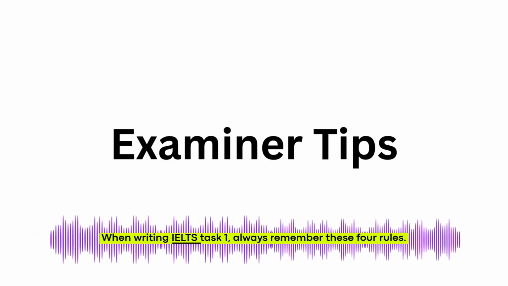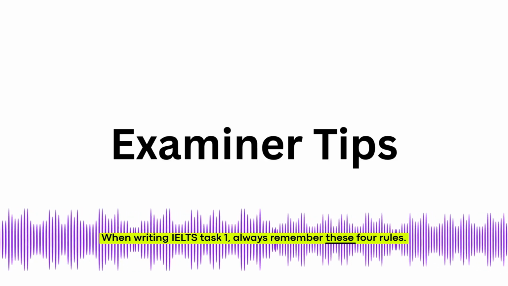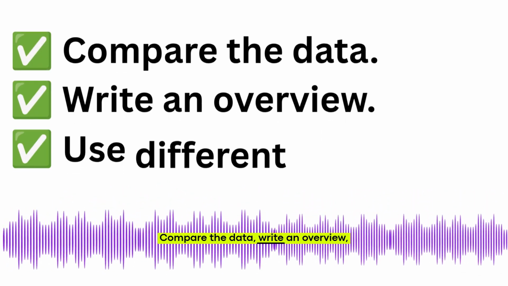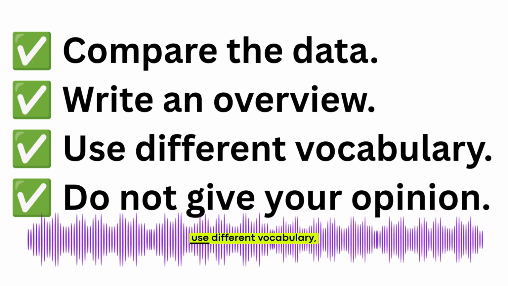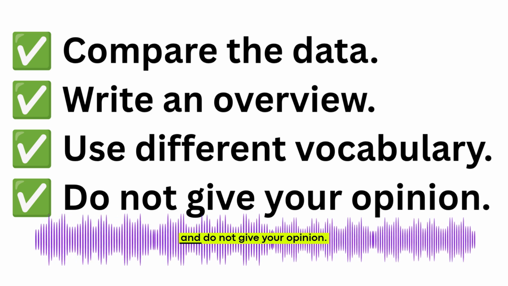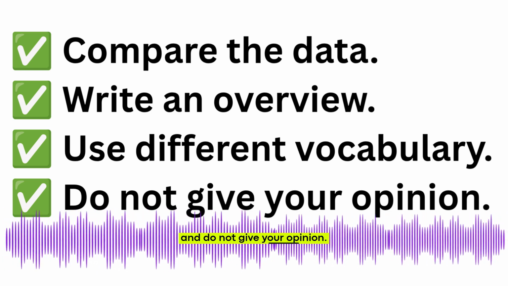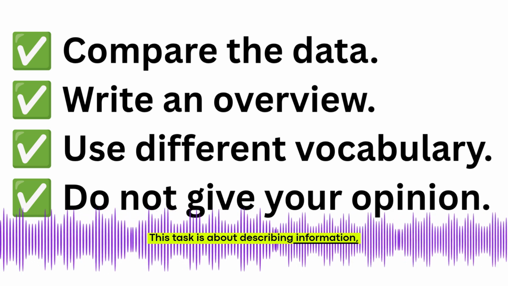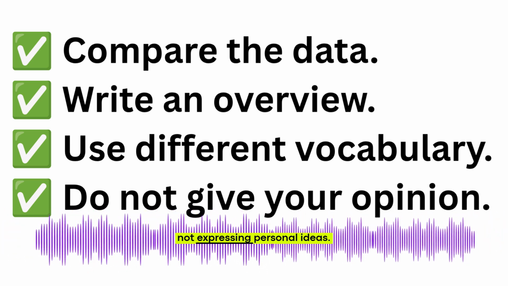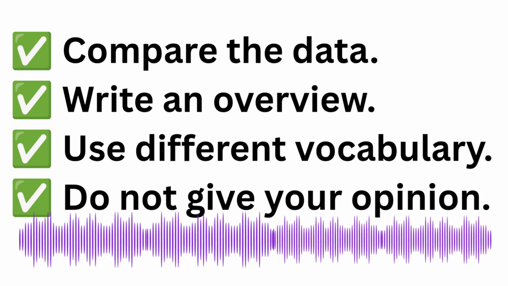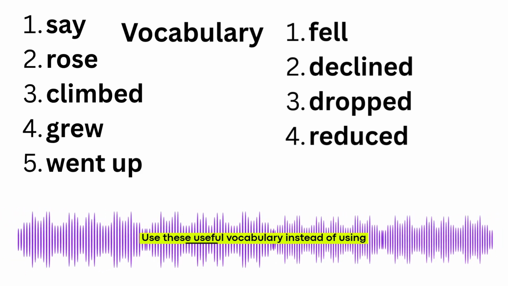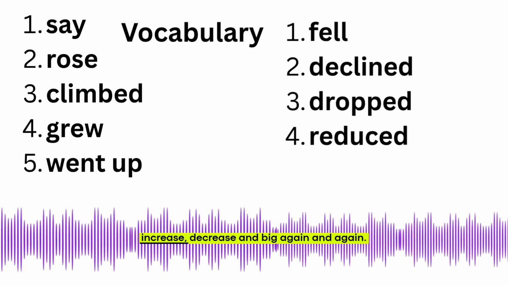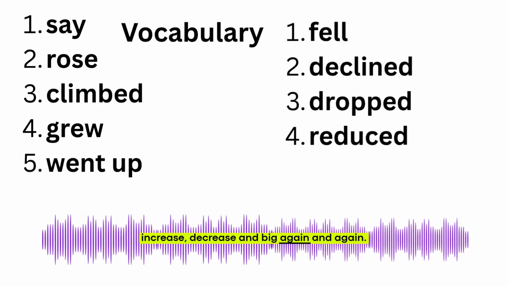When writing IELTS Task 1, always remember these 4 rules: compare the data, write an overview, use different vocabulary, and do not give your opinion. This task is about describing information, not expressing personal ideas. Use these useful vocabulary items instead of using increase, decrease, and big again and again.